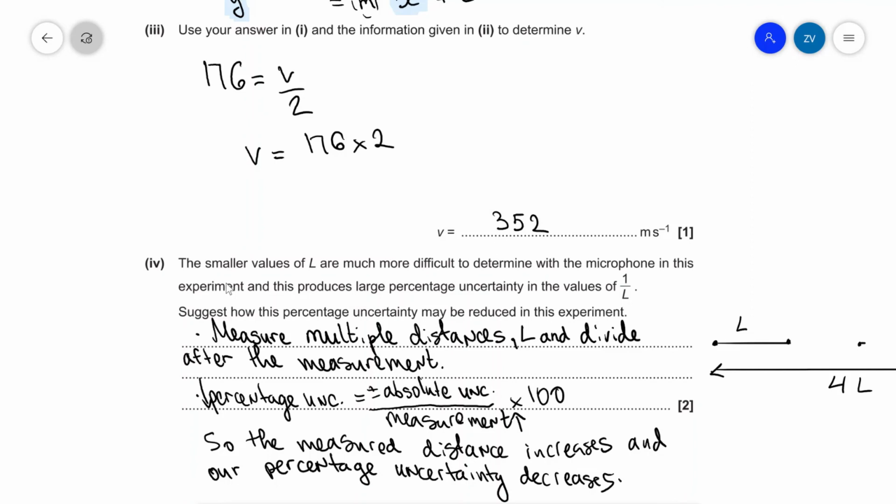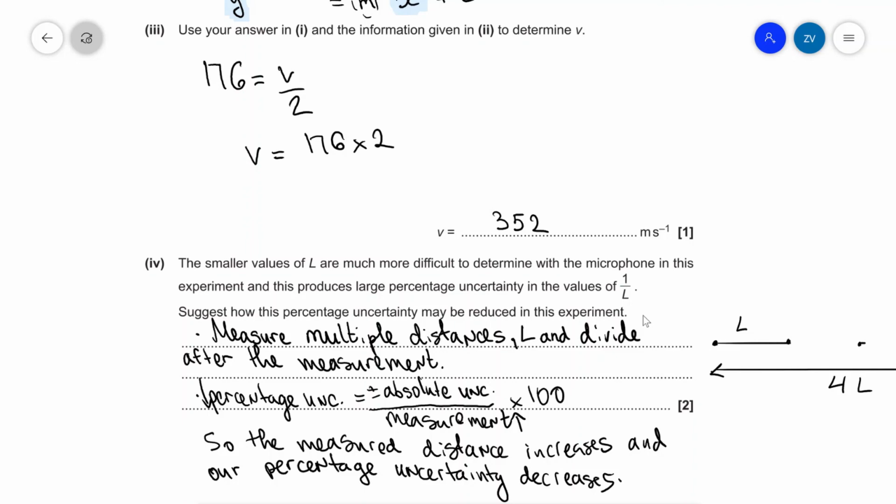Now, part 4. The smaller values of L are much more difficult to determine with the microphone in this experiment, and this produces a large percentage uncertainty in the values of 1 over L. Suggest how this percentage uncertainty may be reduced by the experiment.